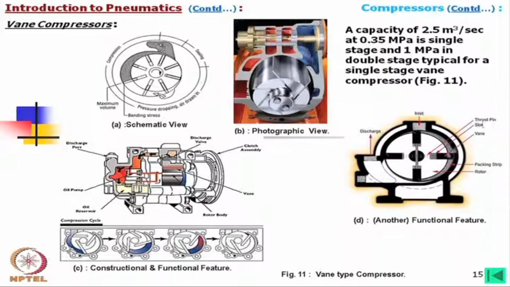This shows how the thrust pins are provided, and then this is the packing strip, this is the rotor, and there is the slot, vanes, etc. This is a functional feature, and maybe this also uses straight type vanes. Here also, as we find, the vanes are straight.